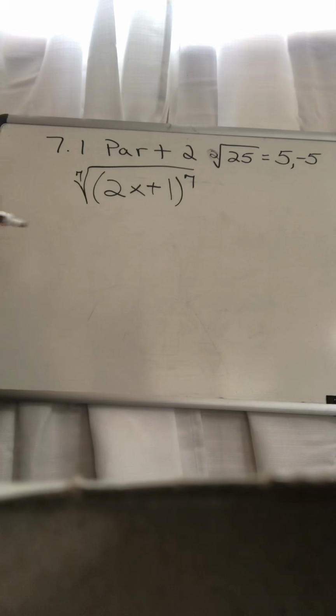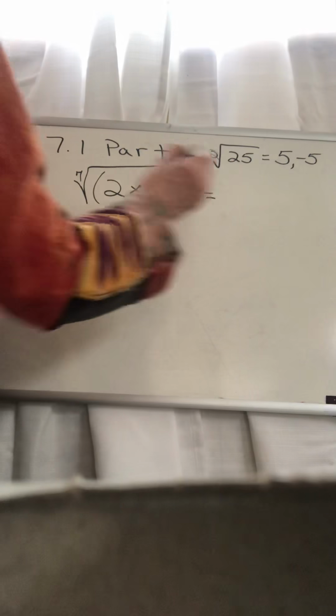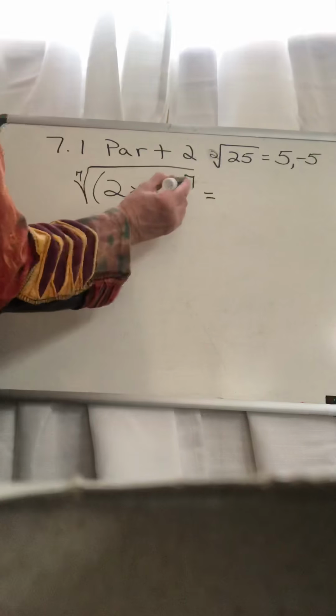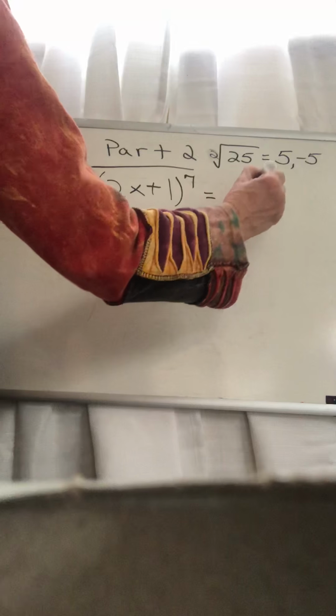Okay, so our index is 7, which is an odd number. That means we don't need the absolute values. Because there's a 7 here, our answer is just 2x plus 1.